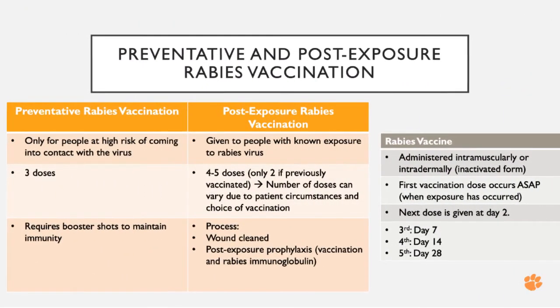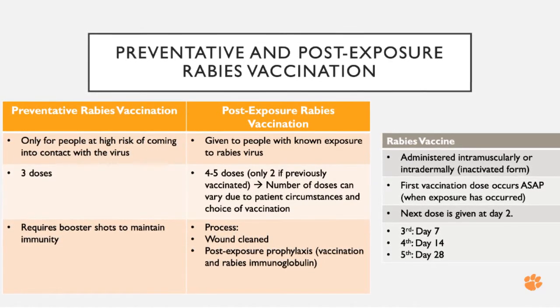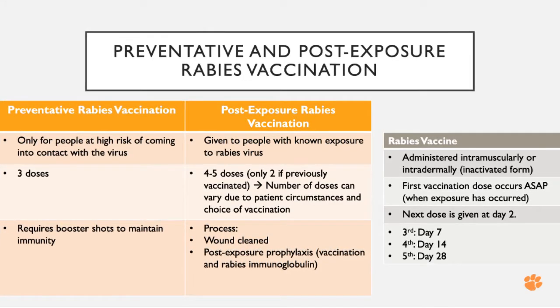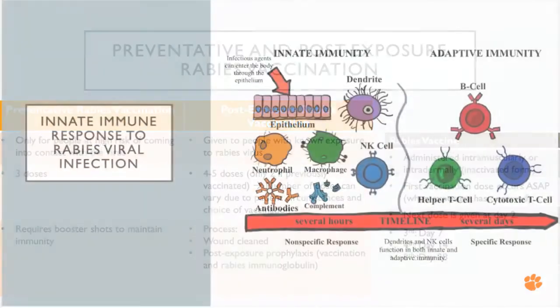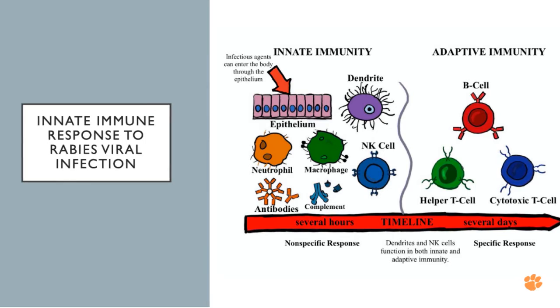Only people at high risk of infection are vaccinated preventively. Post-exposure prophylaxis includes administration of vaccination and rabies immunoglobulin to provide virus-neutralizing antibodies to target the G protein of the virus. The innate immune system provides a much more prompt response than the adaptive immune system, which takes a few days due to clonal expansion.